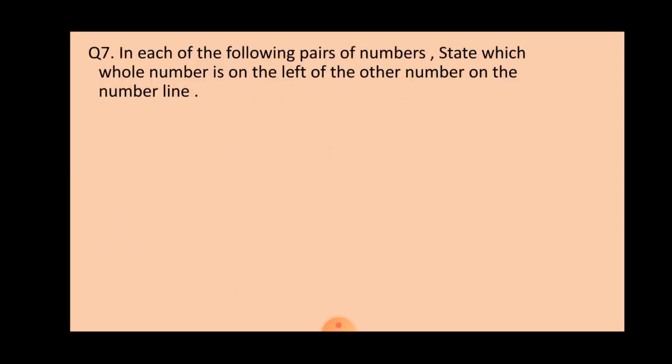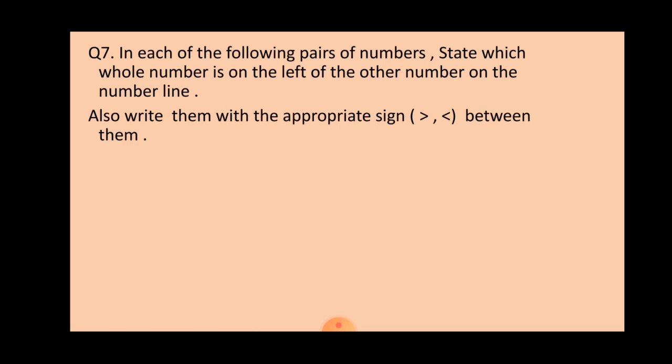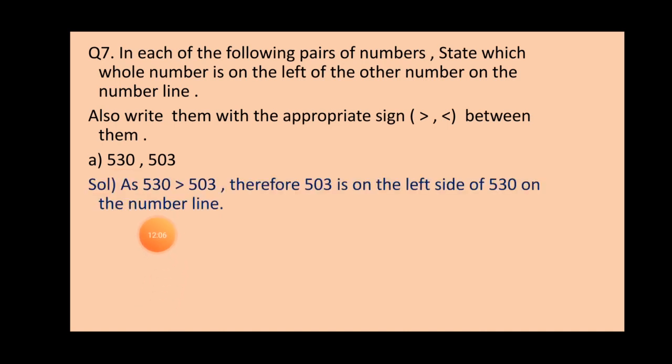Now here comes question number 7. So children, we have a pair of numbers, and by seeing that pair of numbers, we need to tell which of the numbers is on the left of the other number on number line, and we have to place an appropriate sign also for them. So here you can see the first pair is 530 and 503. As such, you can see this 530 is greater than 503.